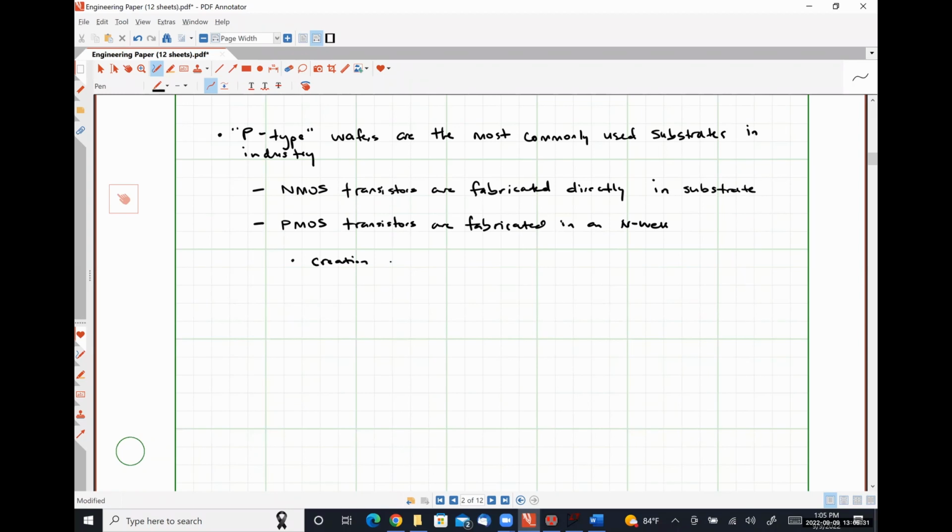Creation of the N well is accomplished by counter doping or compensation doping.